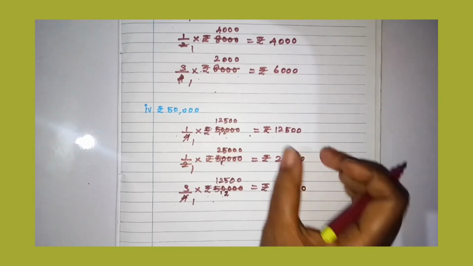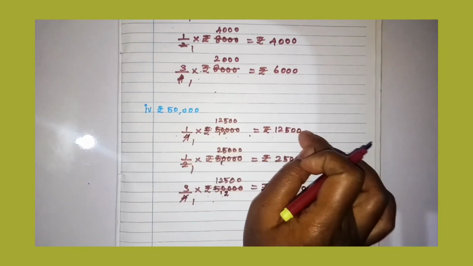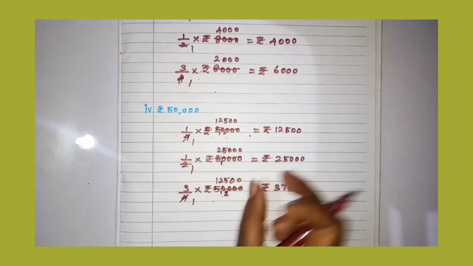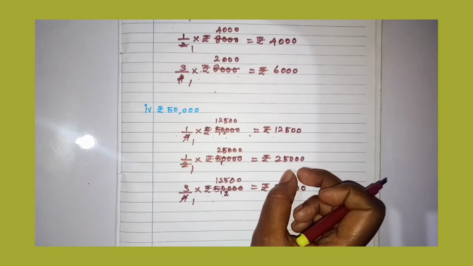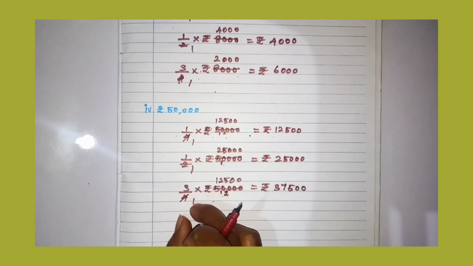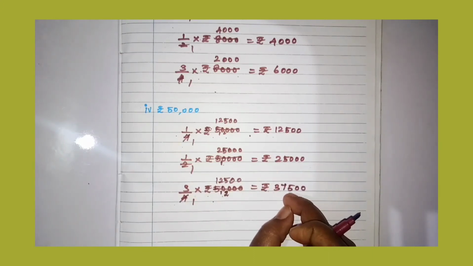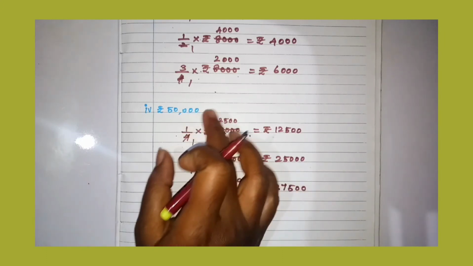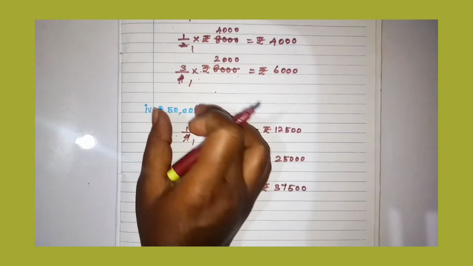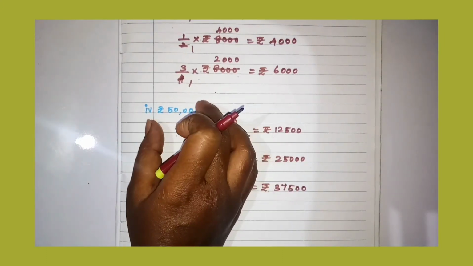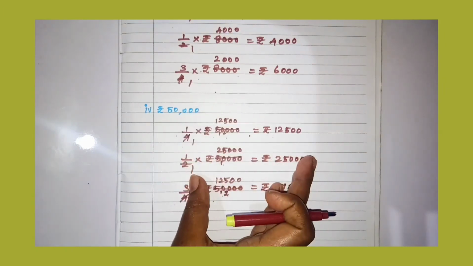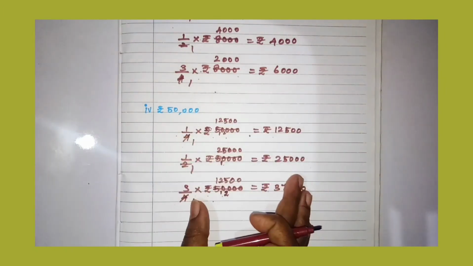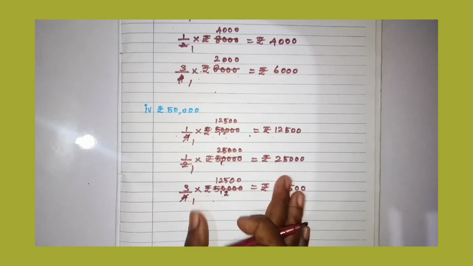So quarter part value 12,500 and half part value 25,000. 3/4 part value 37,500. So full part value is 50,000. Any value is given, we have to find the half part value first, then we get the quarter part and 3/4 value, we have to find it.